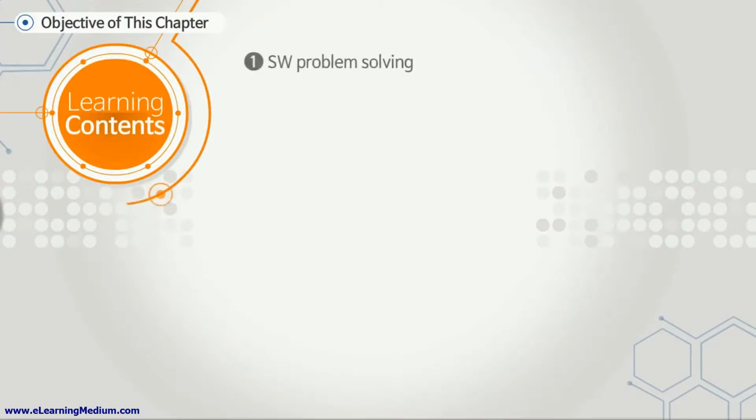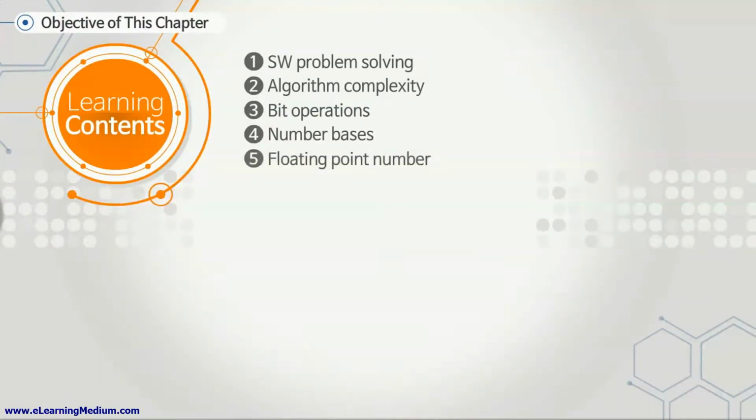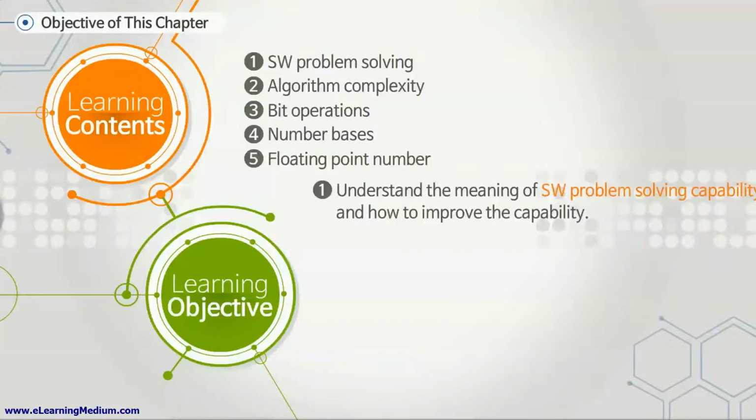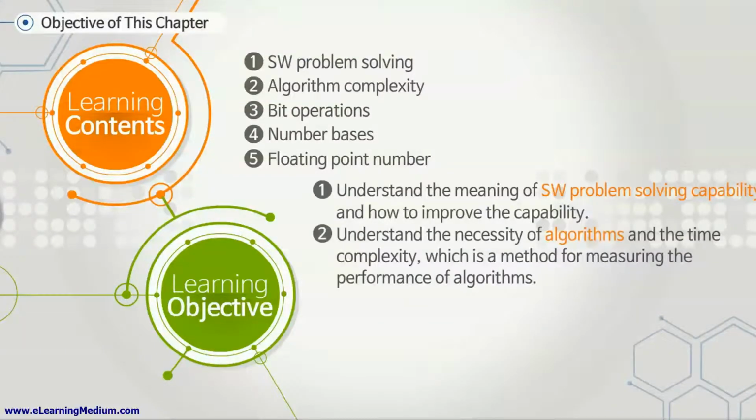In this class, we will learn about software problem solving, algorithm complexity, bit operations, number bases, and floating point number. Through this chapter, we will be able to explain the meaning of software problem solving capability, how to improve the capability, the necessity of algorithms, and the time complexity, which is a method for measuring the performance of algorithms.